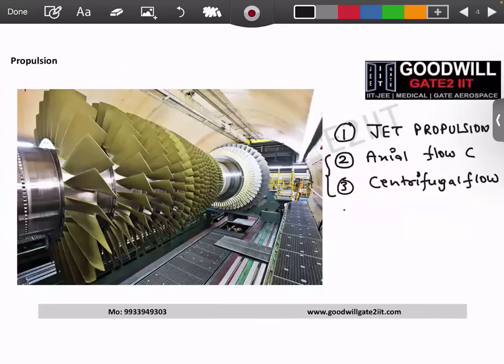Then after this, we will understand how a turbine works. But in our syllabus, we only have axial flow turbine. We don't have radial turbines because it is not used in gas turbine engine family. You will understand this also shortly.